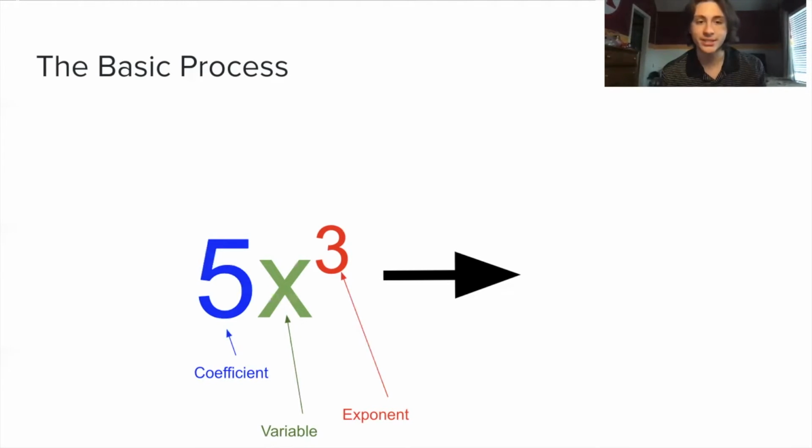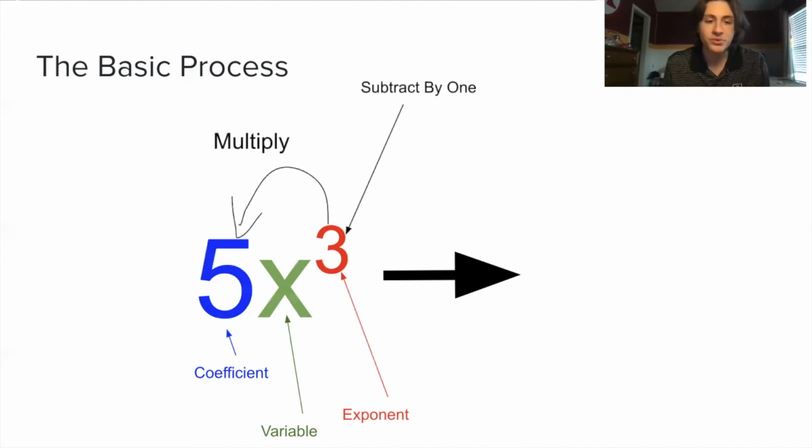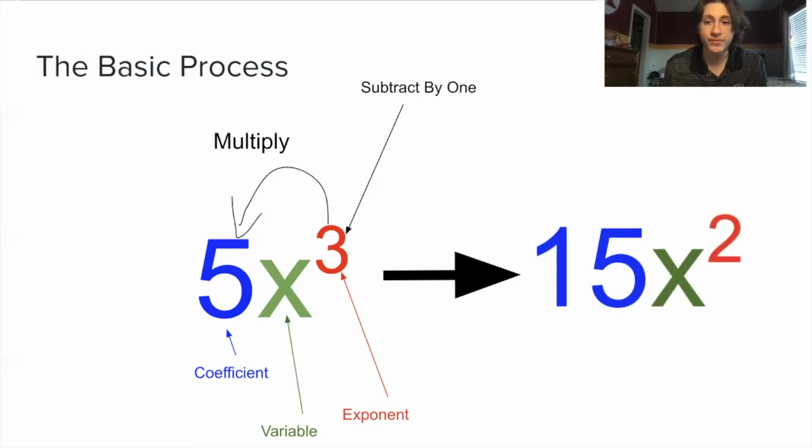Now the coefficient is, as you can see, the blue, the variable is the green, and the exponent is the red. Now, what you need to do is extremely simple. It's basically just two steps. You multiply the exponent into the coefficient, and you subtract the exponent by 1. That's it. So after you do those processes, then you can get 15x squared. That is 15x squared is the derivative of 5x to the third.